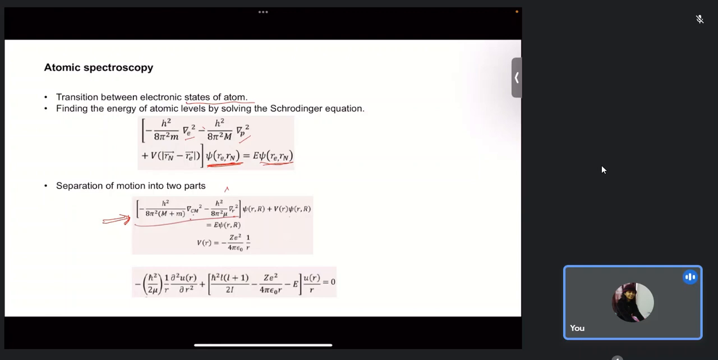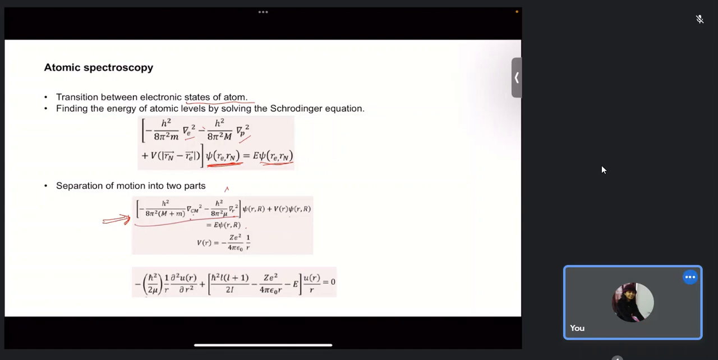Then we further progressed in this direction to find the energy of atomic levels.